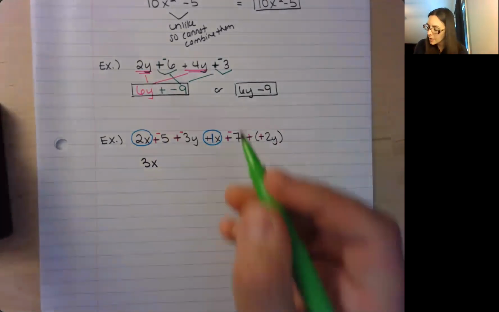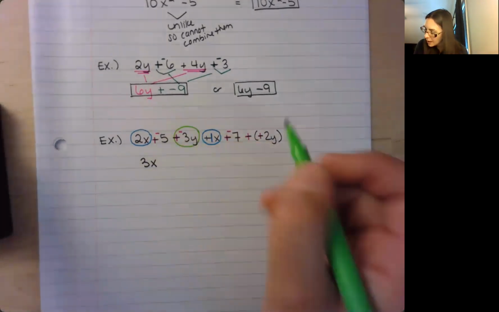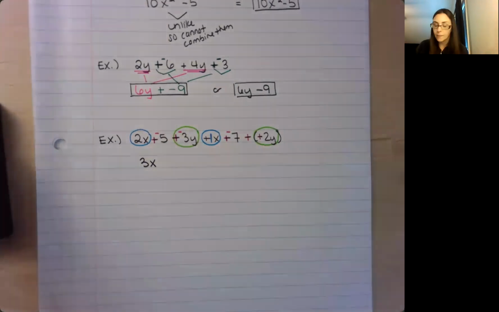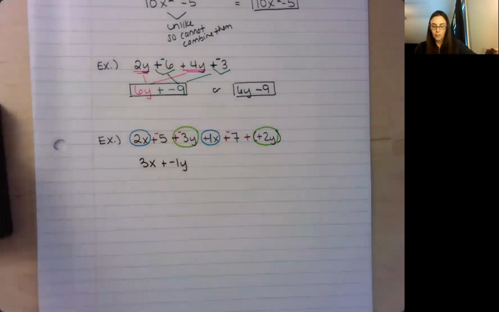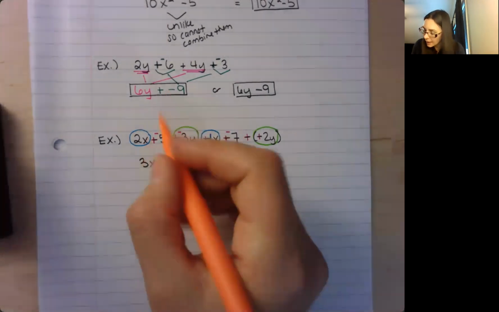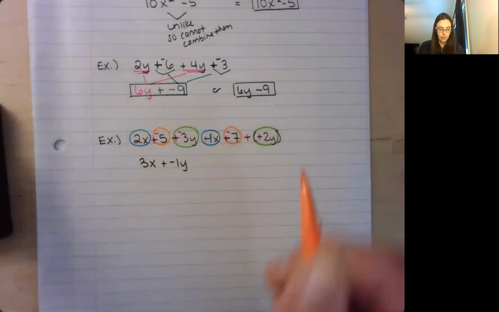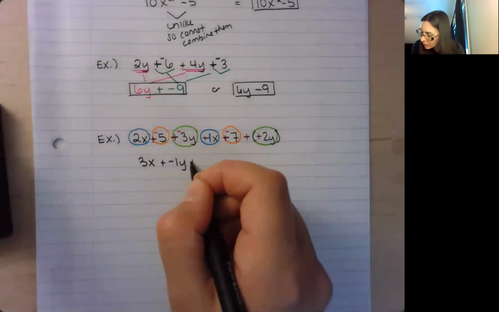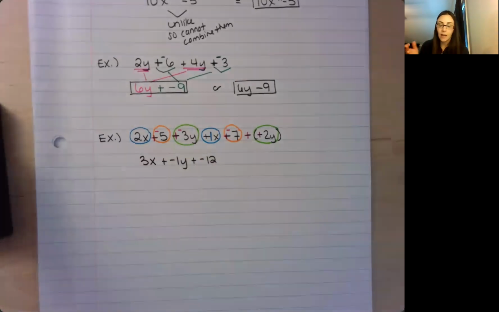Now I'm going to do my y's. I see a y here and a y here, so I have a negative 3y and a positive 2y. Negative 3 and positive 2 is going to be negative 1, so I can write negative 1y if I like. And then I do see my numbers, my constants. So I have a negative 5 and a negative 7. Negative 5 plus negative 7 is negative 12. So plus negative 12. Now I cannot combine anything else. These are different things, so I can't combine them.